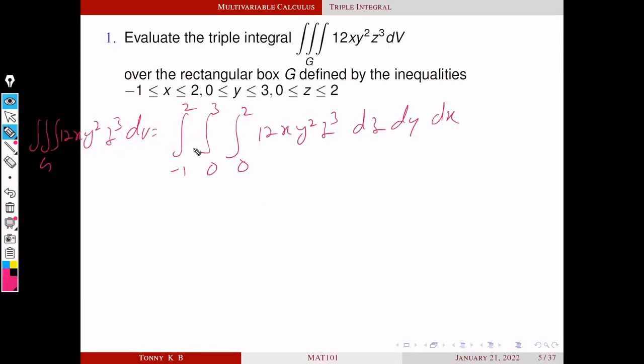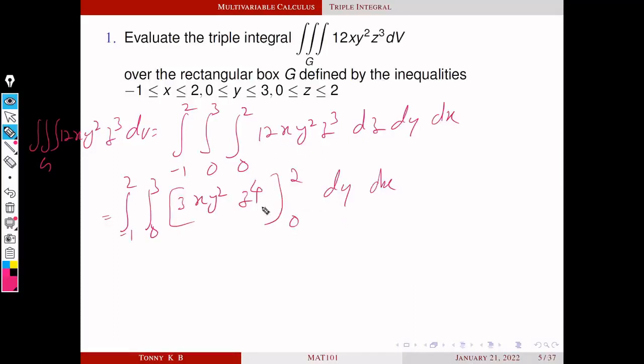So this is equal to the integral over the range of x, range of y, and range of z of 12xy square z cube. The order of integration is dz, dy, dx. So first you have to integrate with respect to z. This term becomes z raised to 4 by 4. You can cancel 4 from the 12, so this becomes 3xy square z raised to 4, from 0 to 2. Next you substitute 2 and 0 for z.